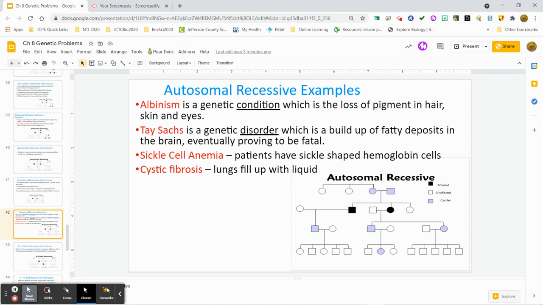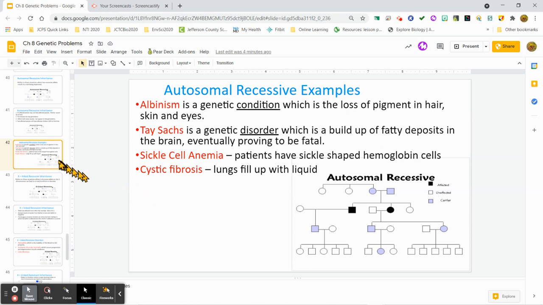Autosomal recessive genes include albinism, a genetic condition with the loss of pigment in skin or hair. Tay-Sachs is a genetic disorder with a buildup of fatty deposits in the brain, eventually proving to be fatal. Sickle cell anemia and cystic fibrosis. So those are all autosomal recessive traits.